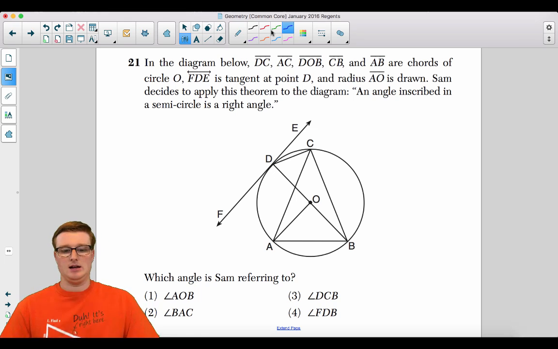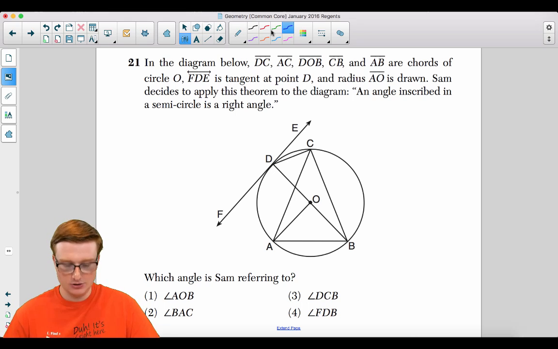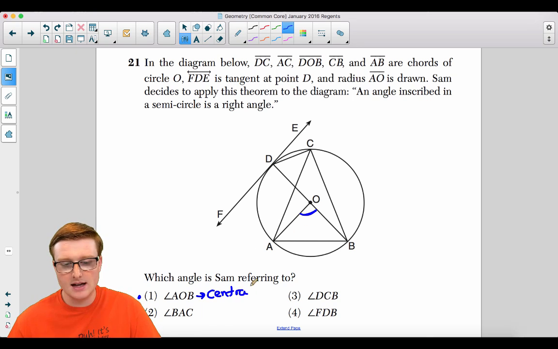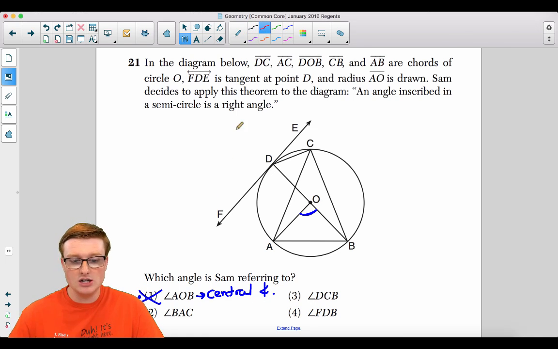So, well, let's go through each answer choice. The measure of angle AOB, keep in mind that we're looking for a right angle. The measure of angle AOB, is that a right angle? No. That's a central angle. And a central angle does not necessarily have to be a right angle. So that is wrong.